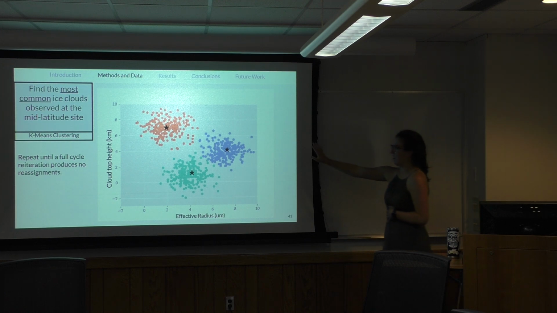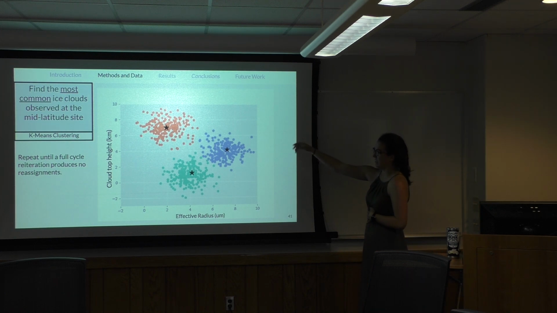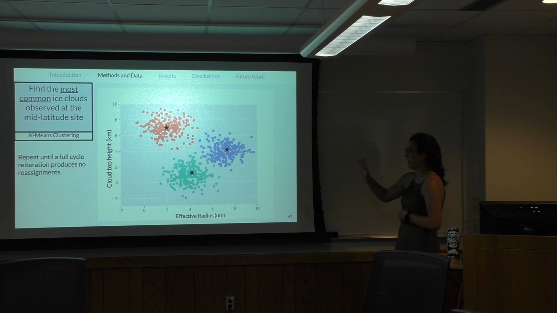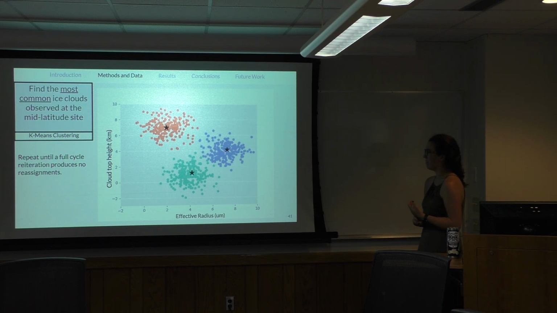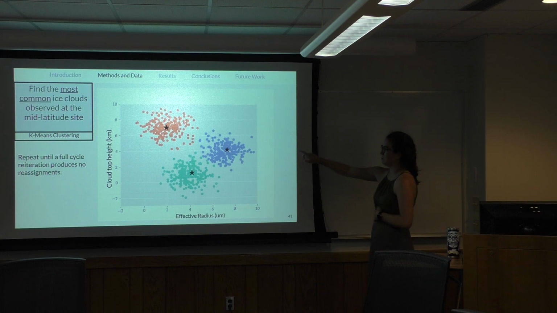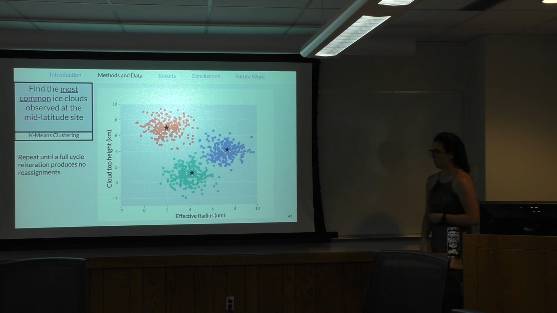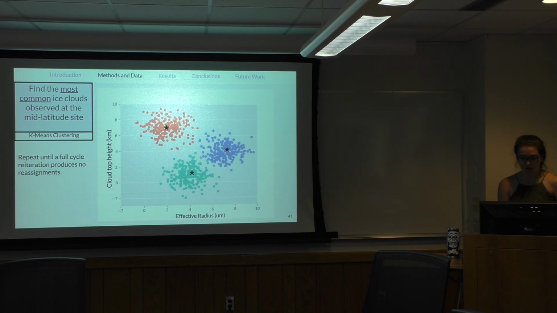So rather than analyzing here a bunch of clouds that have various cloud top heights and effective radius, we instead analyze one cloud, for this purple one, that has a cloud top height of 4 kilometers and a radius of 6 microns. How do you know how many initial random points to use?